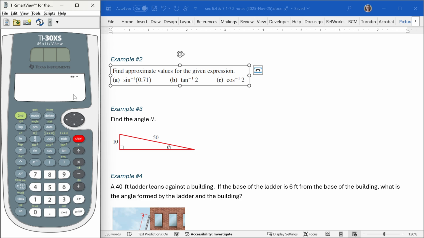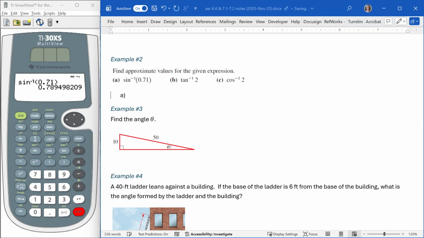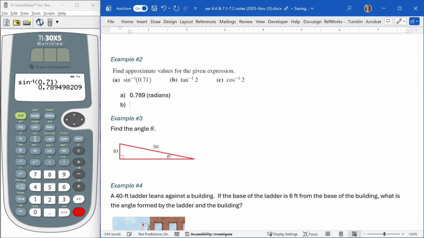So for sine inverse, it's the green text above the sine key. So I'm going to do second sine, that does sine inverse, and then I'm just going to type in this number, close parentheses, hit enter. Okay, so my answer here for part A is 0.789, and this is radians. I usually don't write radians as a unit because technically it's a unitless measurement, but I'll just put it on the first one there to be clear.